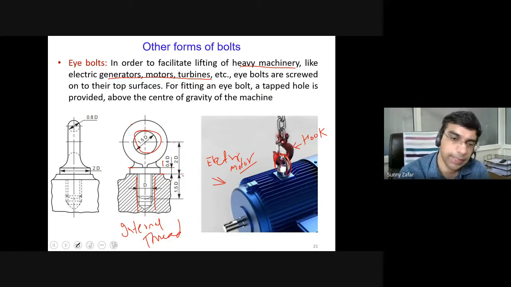So while making any eye bolt, the diameter will be provided. All other views have to be completed by calculating the dimensions using the empirical correlations as shown in this slide.